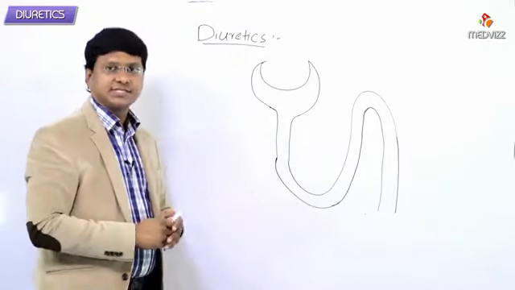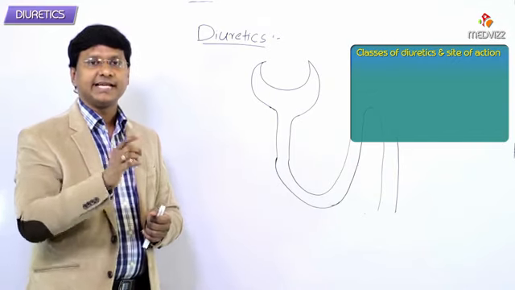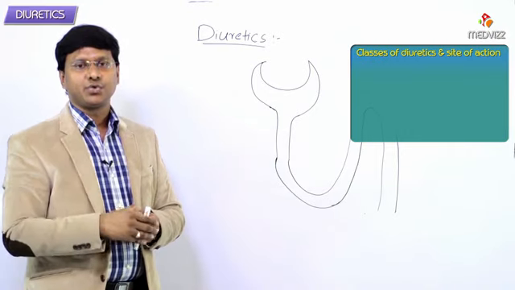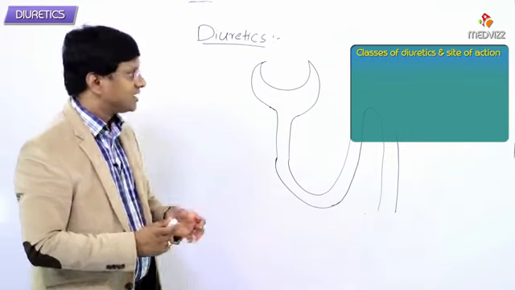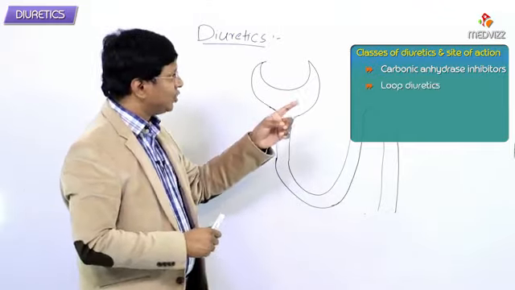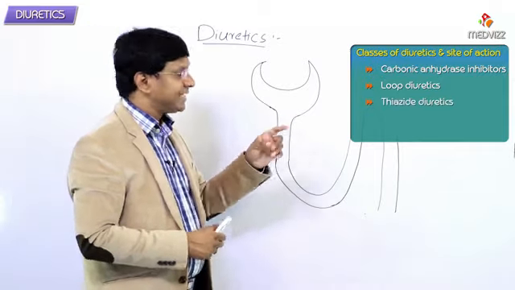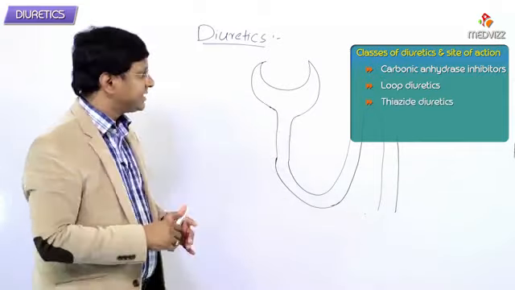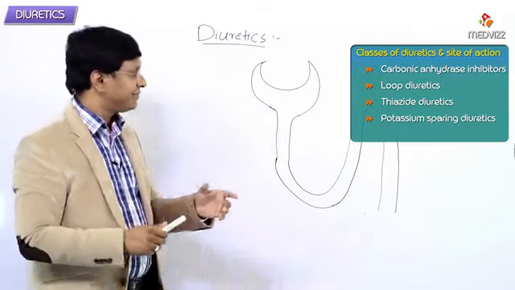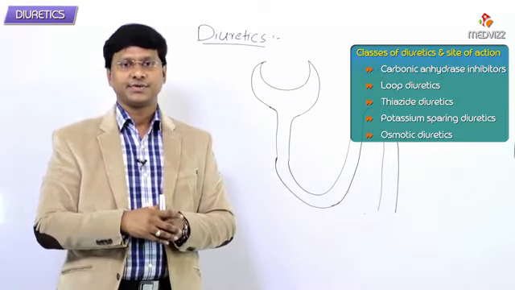Now let me discuss the various classes of diuretics and their site of action. The first group of drugs is the carbonic anhydrase inhibitors. Then we have the loop diuretics, then the thiazide diuretics, the potassium sparing diuretics, and lastly the osmotic diuretics. So these are the various classes of diuretics.